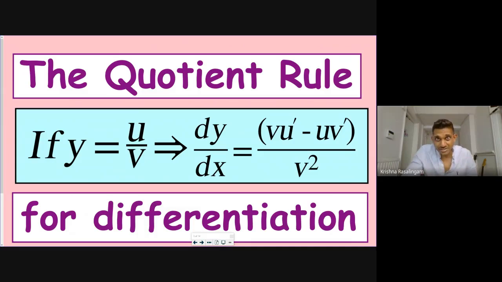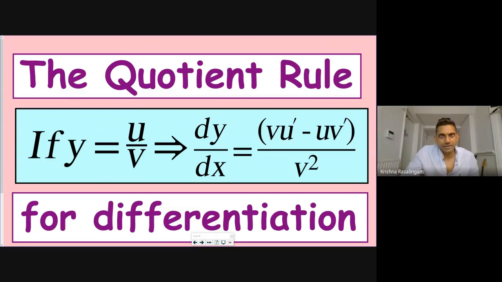Then the formula to differentiate it is vu dash minus uv dash, all over v squared. So the derivative of a quotient is v multiplied by the derivative of u, minus u times the derivative of v, all over v squared.